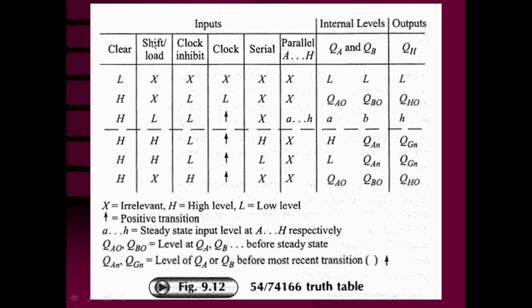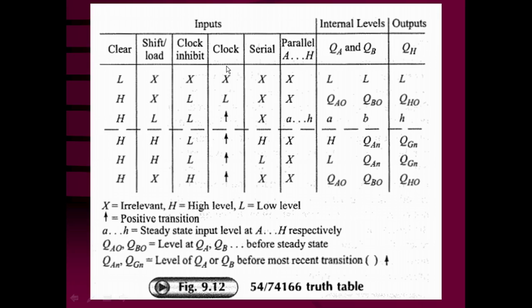Next line. Shift load is X, whatever it may be. Clock inhibit is low, which means the clock can pass inverted through the NOR gate. But the clock is low. The clock is not actually there; it is not a train of pulses, it is low. And hence the output of this NOR gate is high. It's stuck at high.